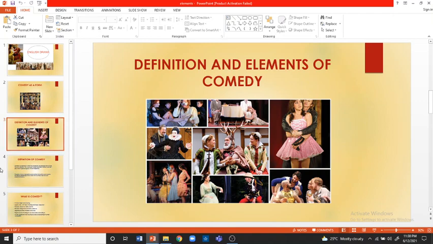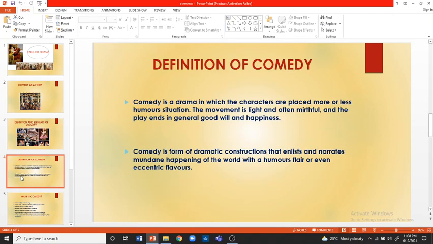Okay, look here. Now I am telling you the definition. Comedy is a drama in which the characters are placed in more or less humorous situations. The movement is light and often mirthful, and the play ends in general goodwill and happiness. This is the first definition.